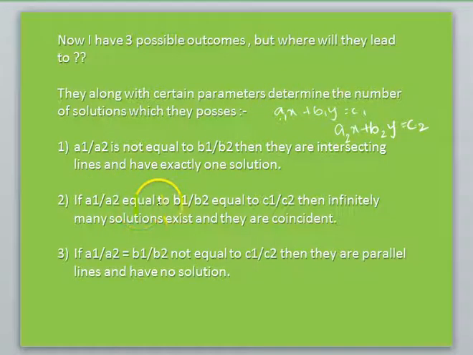If A1 by A2 equals B1 by B2 equals C1 by C2, then infinitely many solutions exist and they are coincident, like this. They are on one another. If A1 by A2 is equal to B1 by B2, not equal to C1 by C2, then they are parallel lines and have no solution. That is, they exist in such a form.